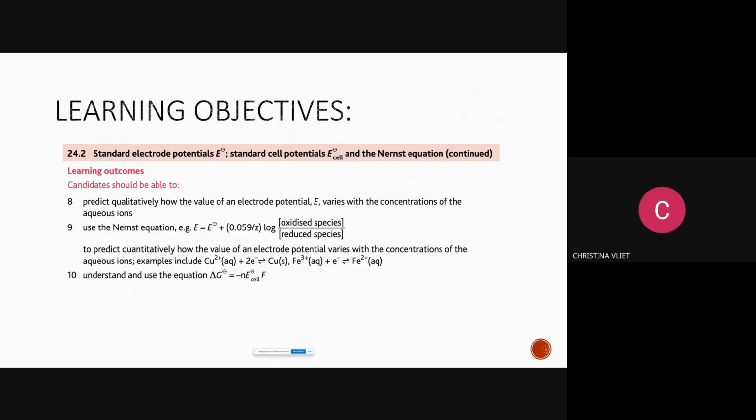So let's say what we have to do in our learning outcome. We need to predict qualitatively how the value of an electric potential varies with concentration of aqueous ions. So qualitatively means math or no math? What does qualitatively mean? No math. So this is going to be using Le Chatelier's principle.